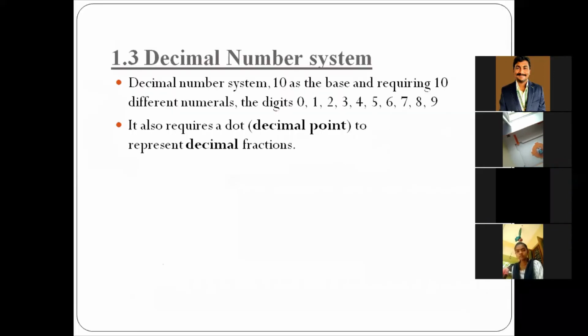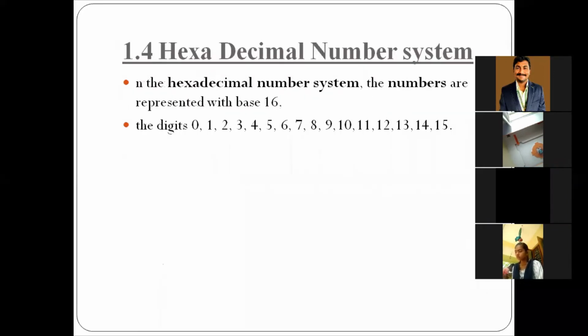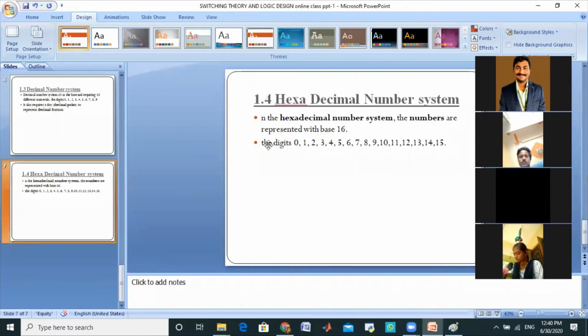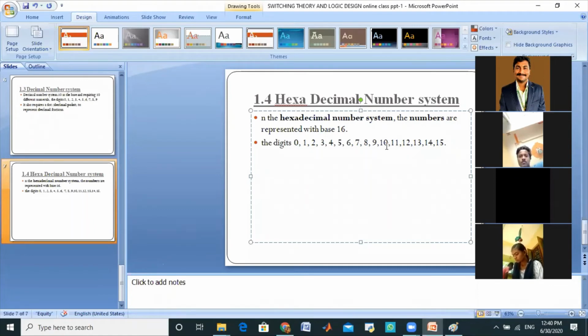And finally, the last number system is the hexadecimal number system. In the hexadecimal number system, the base is 16, and the numbers come as I will show you, guys. The numbers are 0, 1, 2, 3, 4, 5, 6, 7, 8, 9, and from 10 onwards, letters.